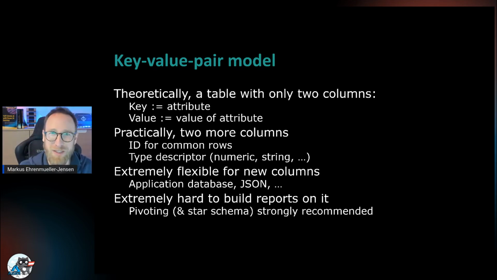At least I'm not aware of any tool that can make cool reports just with that. So we have to pivot this. The content of the key column has to become the columns in the table. So I have a name there, I have an address there, I have to make a column called name, a column called address, and then put the value in there.